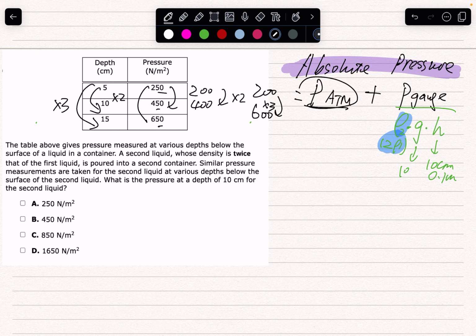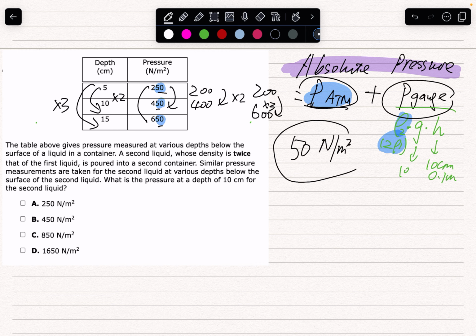If I only had the gauge pressure, it should line up. When you go from 5 to 10, you should go from 200 to 400, or 250 to 500. Yeah, that's logical. But you know that this 50 is in the way, so it is my atmospheric pressure. So I know right away it is 50, whatever the unit is. So that's 50.